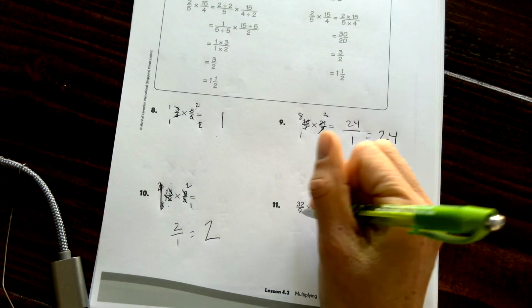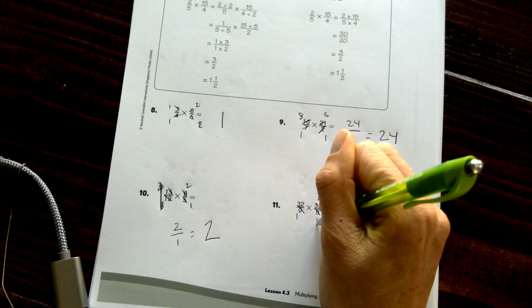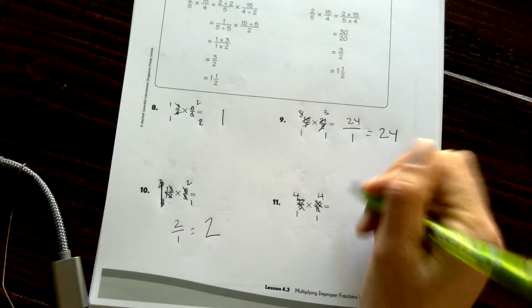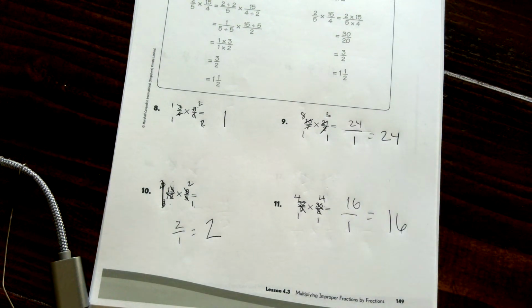936, both divisible by 9. 1/4. 832s, both divisible by 8. 1/4. 4 times 4 is 16. Over 1 gives me 16.